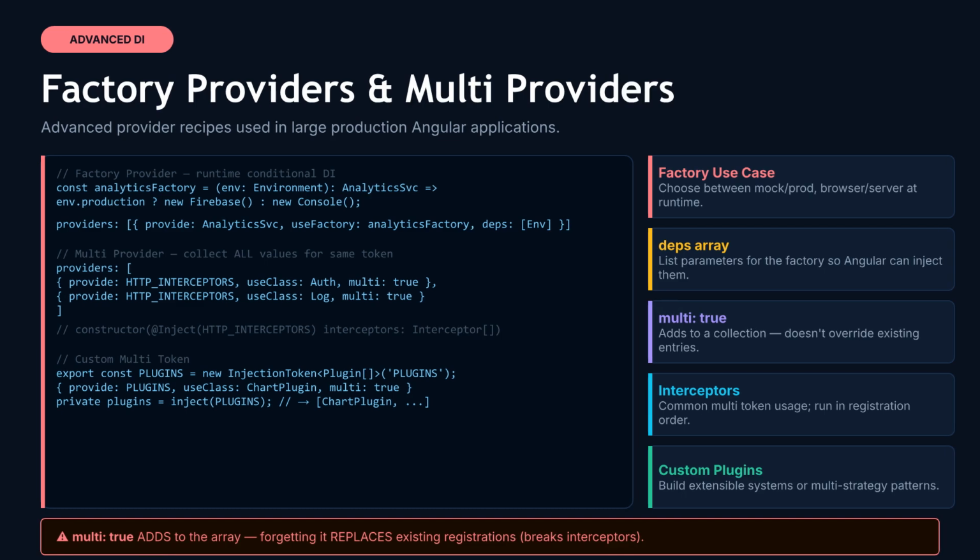Factory providers allow runtime conditional DI, useful for choosing between production or mock services. Multi-providers using multi: true collect all values for the same token into an array, commonly used for HTTP interceptors and custom plugin systems. Be careful, forgetting multi: true replaces previous registrations.